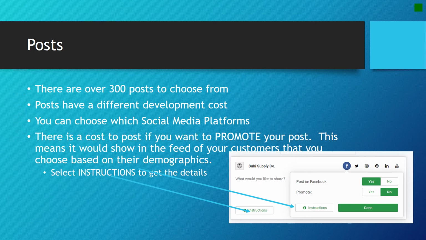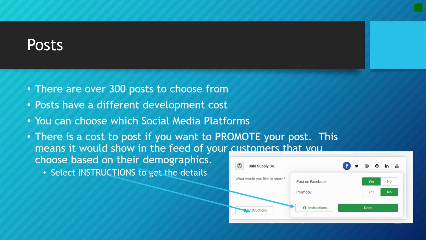The Buhai supply company has decided that they are either going to pay for their own photography, or they have somebody in-house that they use. So there are different costs to the different posts, and that's development cost. That's not the cost to actually post and boost them on different social media. Those are 2 separate things. So in this case, there's a cost to development.